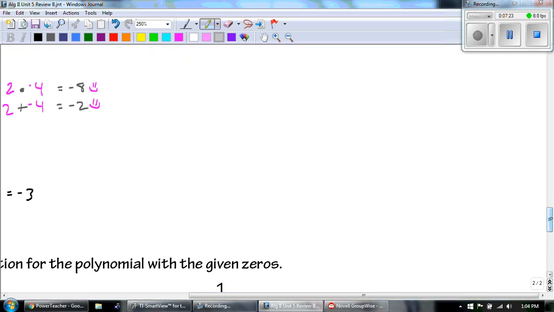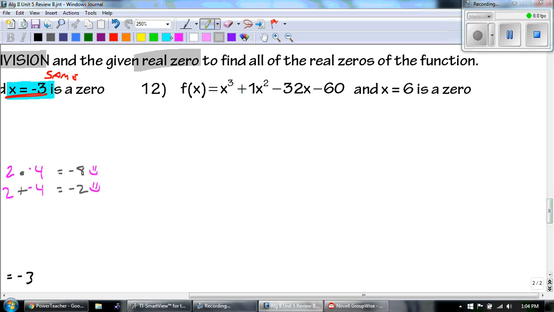Okay, next one. Same thing. They're telling me that x is 6, that's one of our answers, and then copy down all of your coefficients. Okay? Sorry, hopefully in yours it looks like this. Ta-da! Okay.